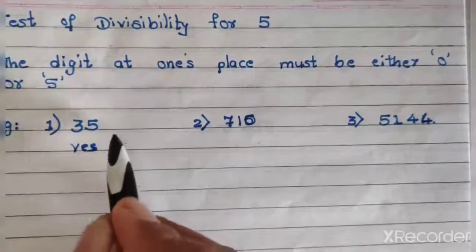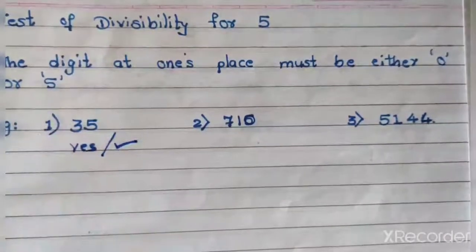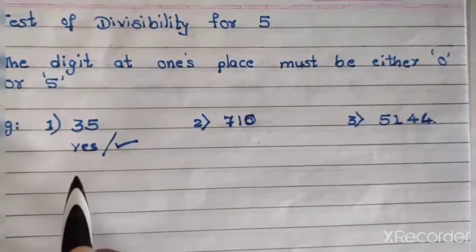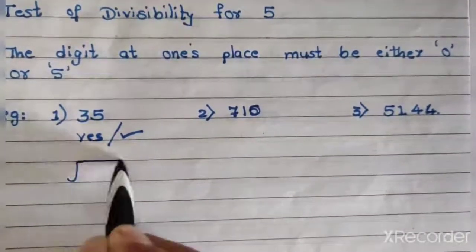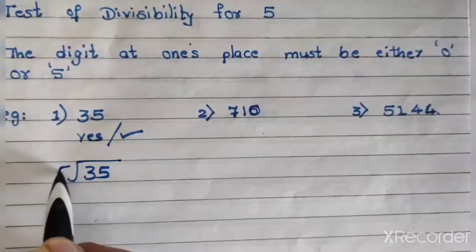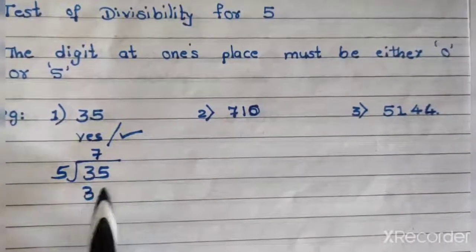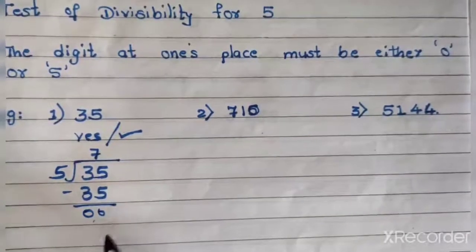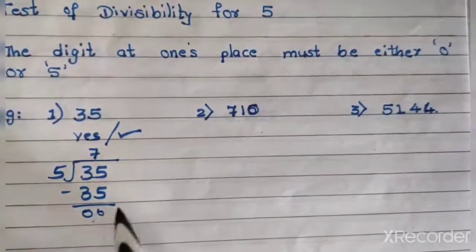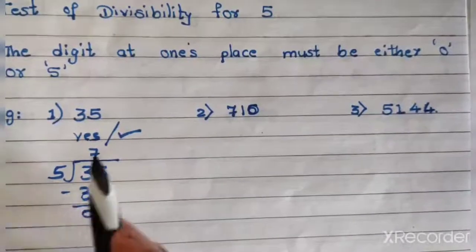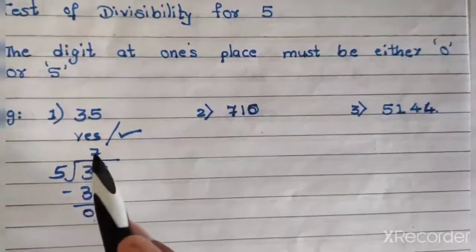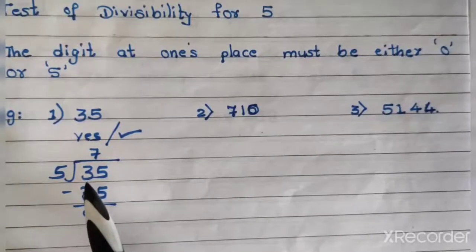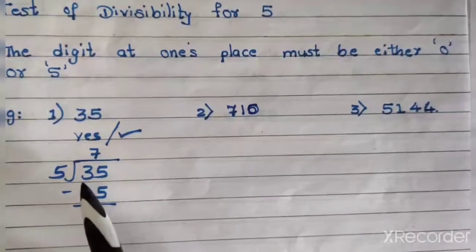Or instead of yes, what you can do is put a tick mark. Now 5 7s are 35. We can actually divide and prove it also. 5 7s are 35. So every time you don't have to go for division. I am showing it to you to explain how we are actually observing the numbers, and I am proving that the test of divisibility is correct by doing the division.